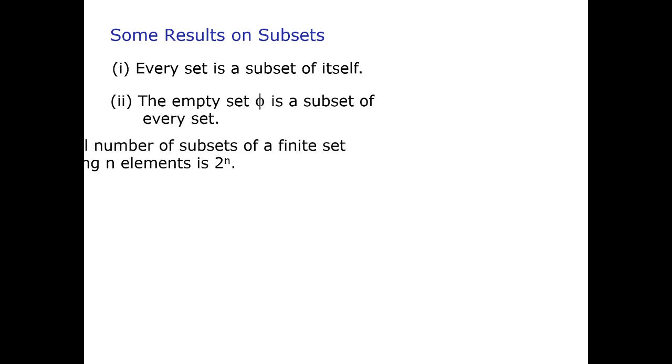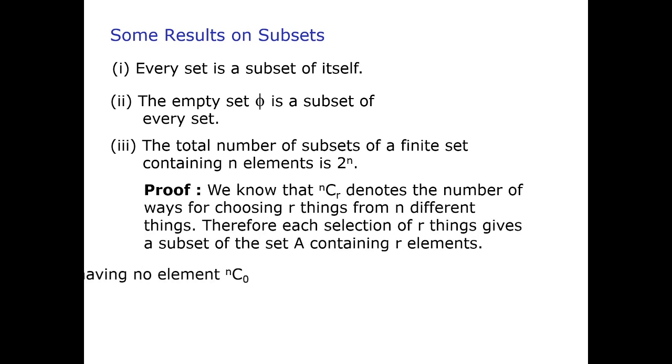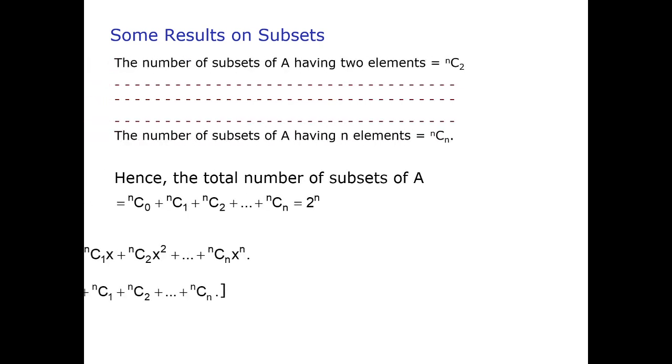Some results: every set is a subset of itself. The empty set is a subset of every set. The total number of subsets of a finite set containing n elements is 2 raised to the power n. Right now we are not in the mood to give the proof of it. When we do the binomial theorem, we'll discuss the proof.